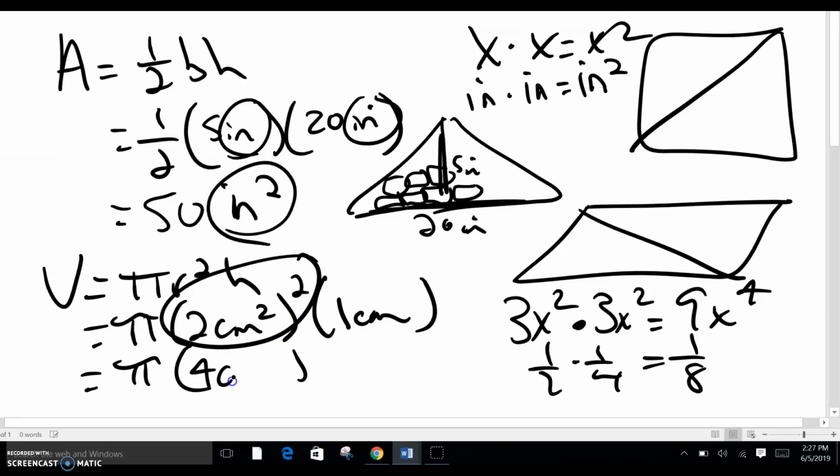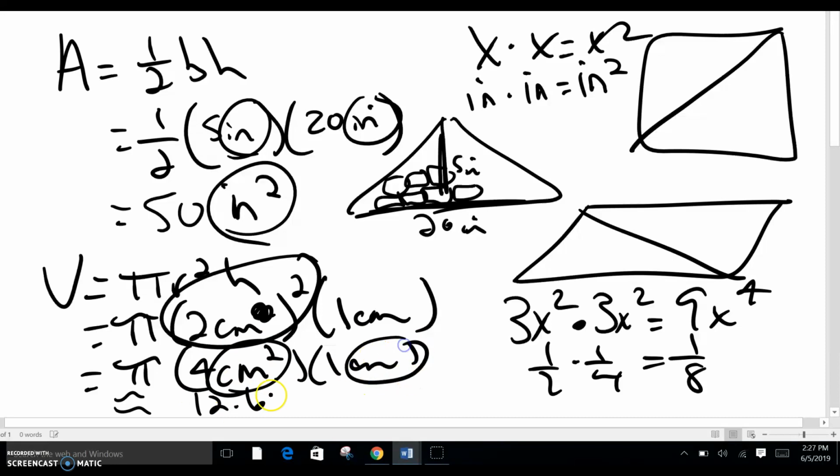So 4, let's see, oh, there was no squared in there. All right, so 4 square centimeters and 1 centimeter. So after I square it, they become squared. Then if I multiply my pi and my 4 and all that good stuff, I get about 12.6. Now notice I have centimeters squared times centimeters, so now I get a new unit of cubic centimeters. Okay. All right, let's skip C.